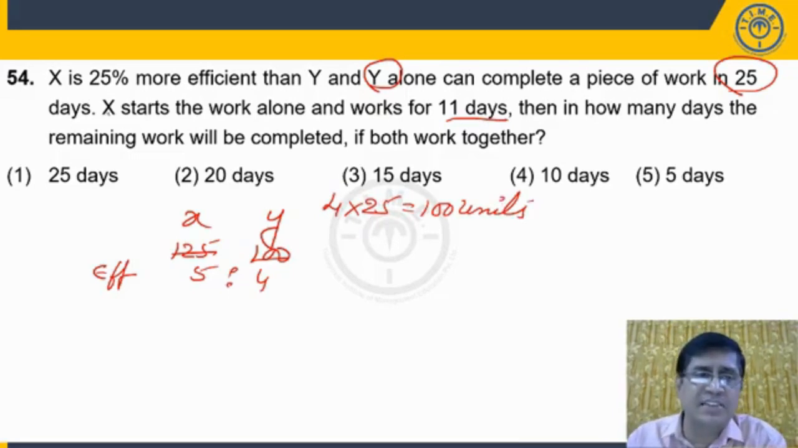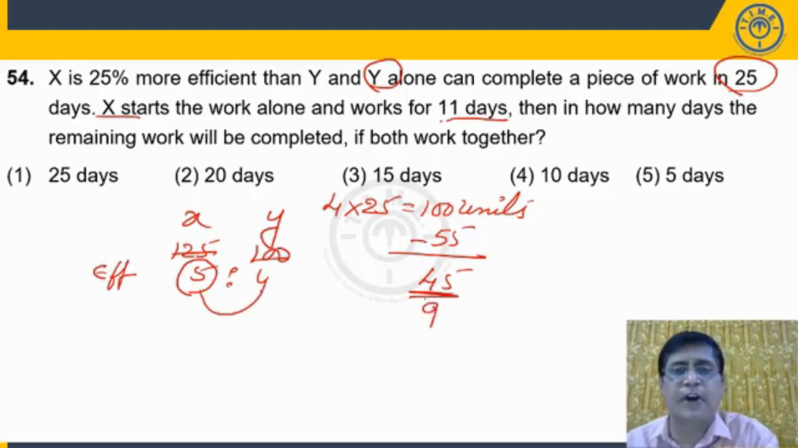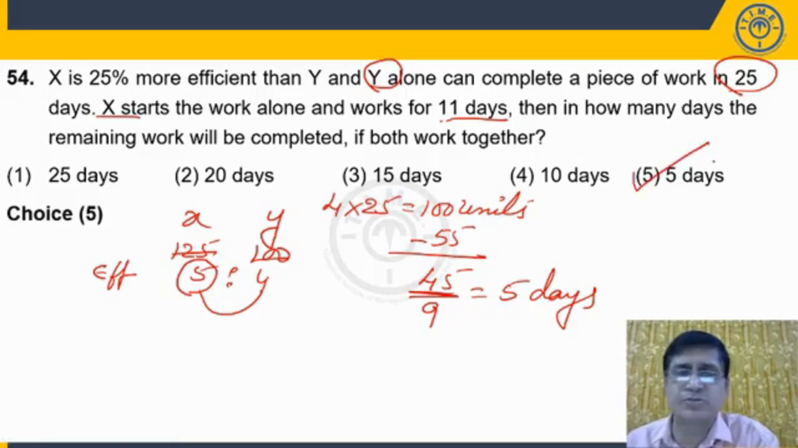In that, X worked for 11 days. The capacity of X is 5, so 11 into 5 is 55. So we are left with 45. The remaining 45 units they have to do together. Working together means 5 plus 4, which is 9. 45 by 9, they will finish in 5 days. So the number of days required to complete the remaining part of the work is 5 days.